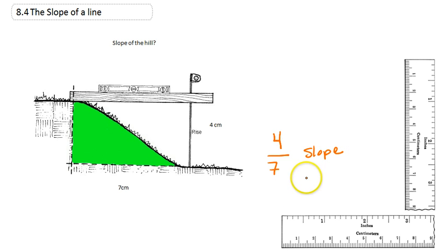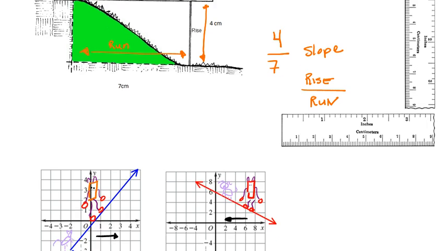So you'll notice that I wrote it as the rise of the hill over the run of the hill. So this here is what I'm calling the run, and this here is what I'm calling the rise. Now let's transfer that to a graph.